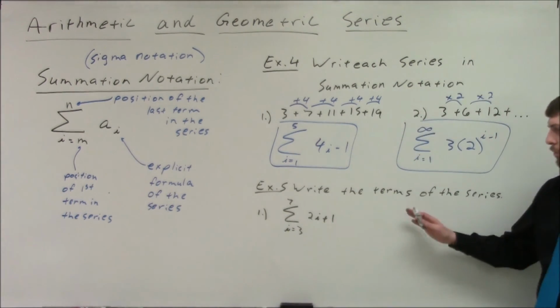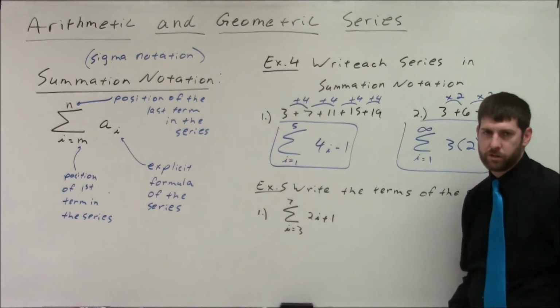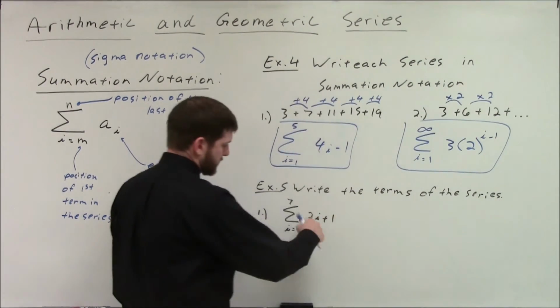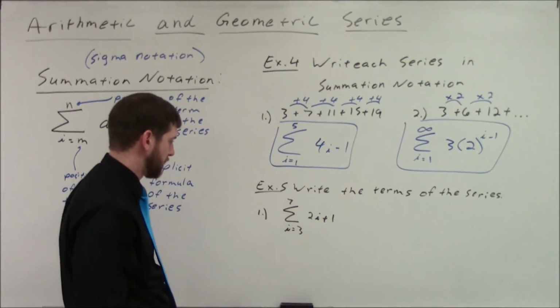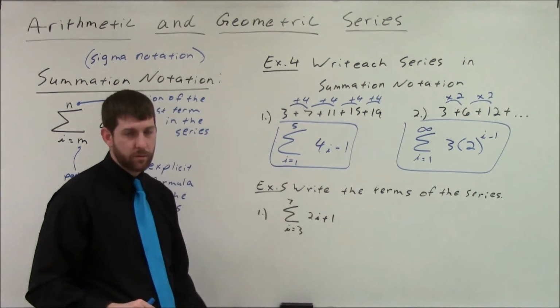This very last example, write the terms of the series. So let's work it backwards. Let's take this and figure out what this actually looks like. What numbers am I adding up? This is my explicit formula, 2i plus 1, and they want me to add the third term through the 7th term of that sequence.